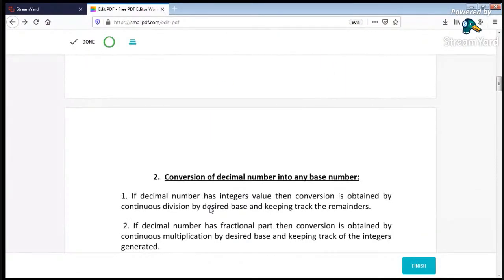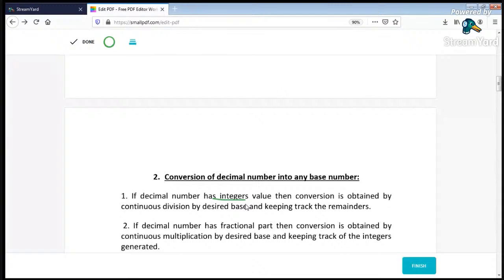Now second, conversion of a decimal number into any base number. How can we convert a decimal number into any base number, that means decimal to binary, decimal to octal, decimal to hexadecimal, or any other? So how can we solve this? If the decimal number has an integer value, then conversion is obtained by continuous division by the desired base and keeping track of the remainders. This is for the integer value.